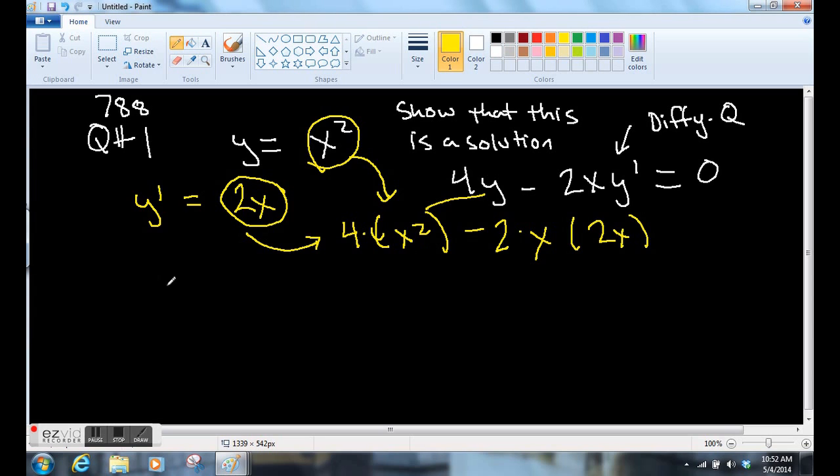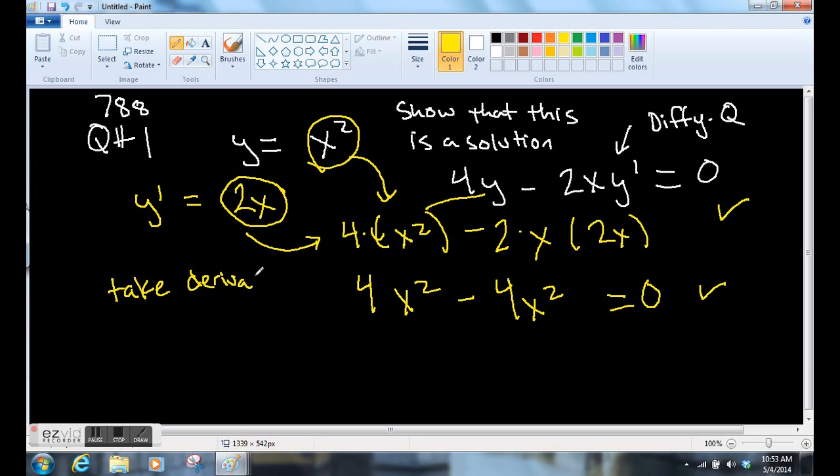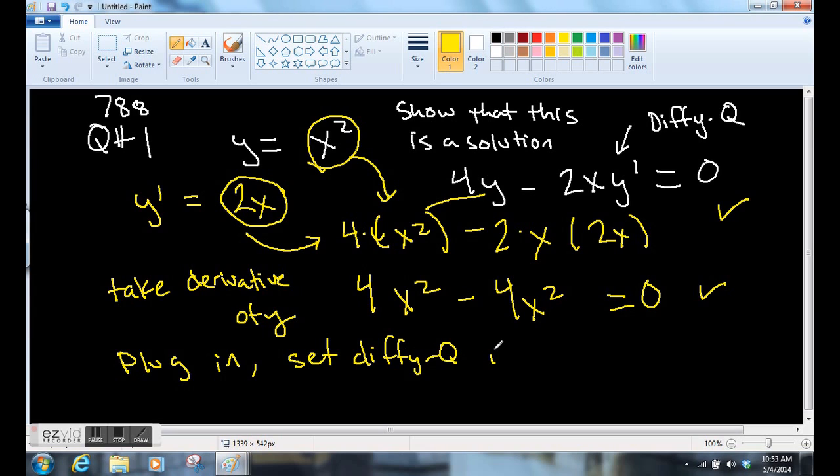So this equals 4x squared minus 4x squared. What does that equal to? 0. Check. So this is how we showed that this is a solution. So the steps to doing these problems was take the derivative of y and then plug in and set the Diffie-Q, the differential equation, in terms of x only, and then solve. In terms of x, and then solve.